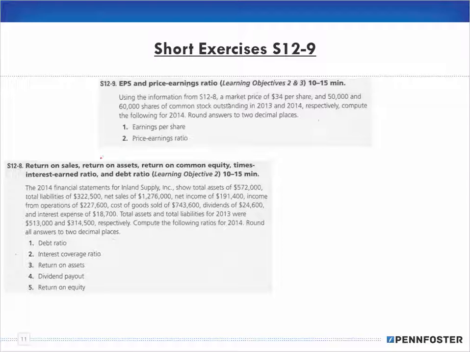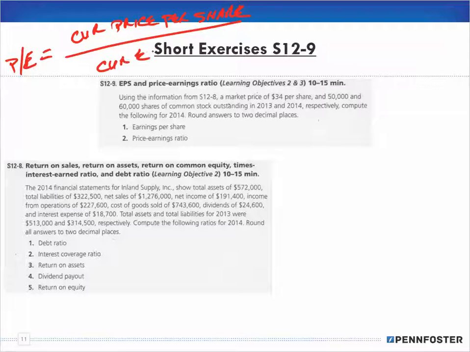Okay, so the PE ratio. The PE ratio is equal to the current price per share over the current EPS. Now realize that we just calculated the EPS to be 3.48.